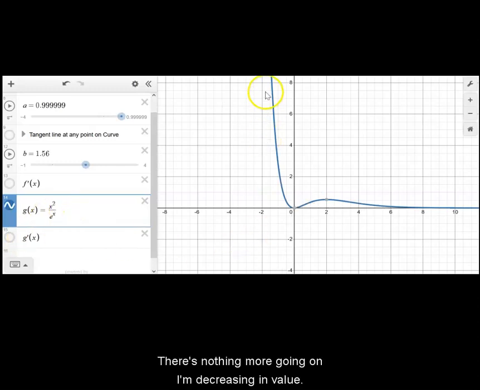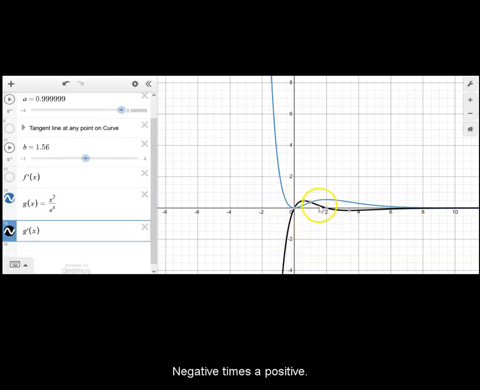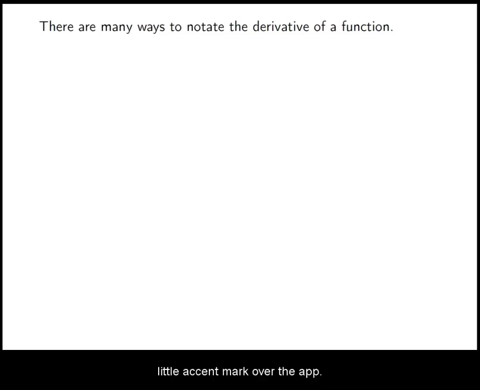We can use x squared over... so there's a little bit more going on. I'm decreasing in value, which means my derivative should be negative up to this point, and then I'm increasing, so my derivative should start to be positive, and then I start to decrease again, so my derivative should be negative. So my derivative changes signs 2 different times: negative, positive, negative. As I stated before in a previous video, there are many notations. We've been sticking with this prime notation, the little accent mark over the F.